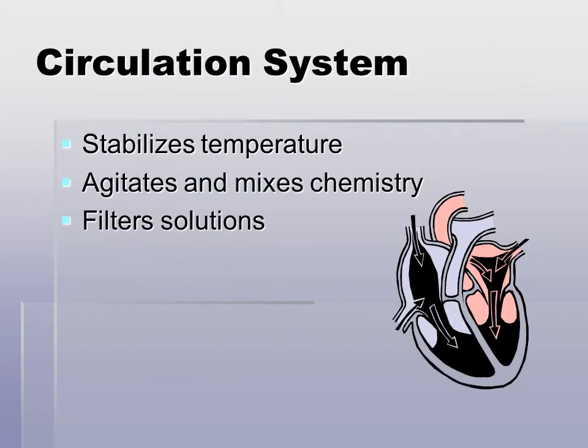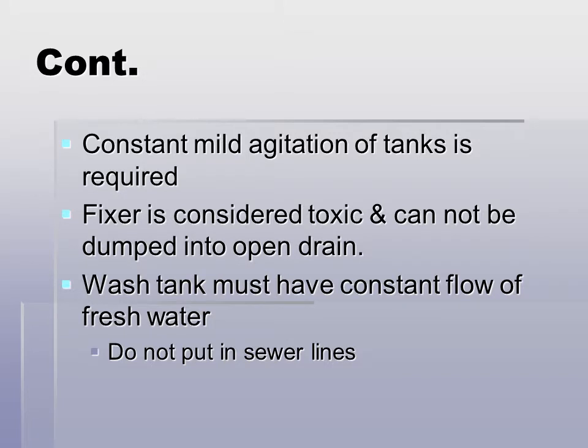Circulation system. This stabilizes the temperature, agitates and mixes chemistry, and filters solutions. Constant mild agitation of the tanks is also required. The fixer is considered toxic and cannot be dumped into an open drain. The wash tank must have a constant flow of fresh water. Do not put it into the actual sewer lines. So you're going to have within your darkroom a separate drainage system.